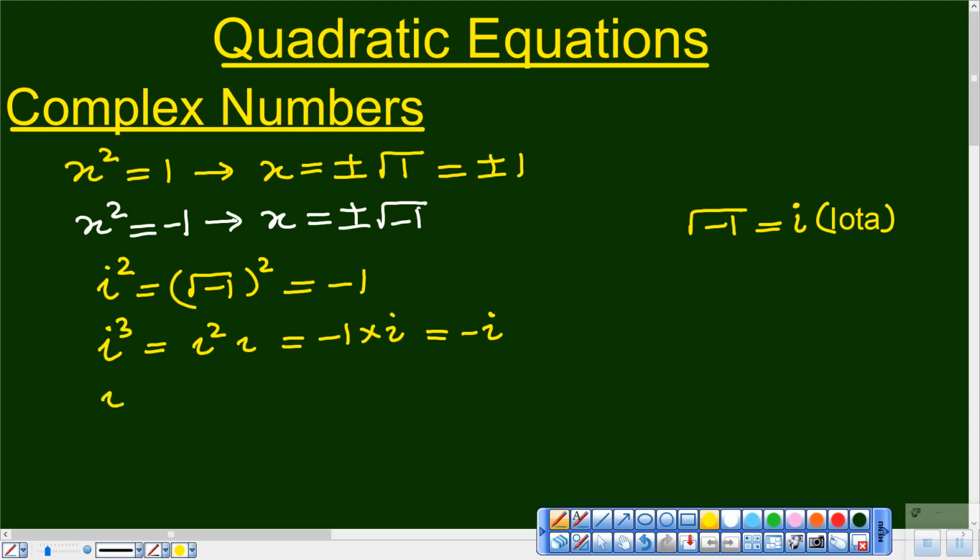Suppose I want to compute i raised to the power 4. If we wish to compute i raised to the power 4, it can be broken down as i square into i square, right? Which is nothing but minus 1 into minus 1, which becomes equal to 1. That means i raised to the power 4 is equal to 1.